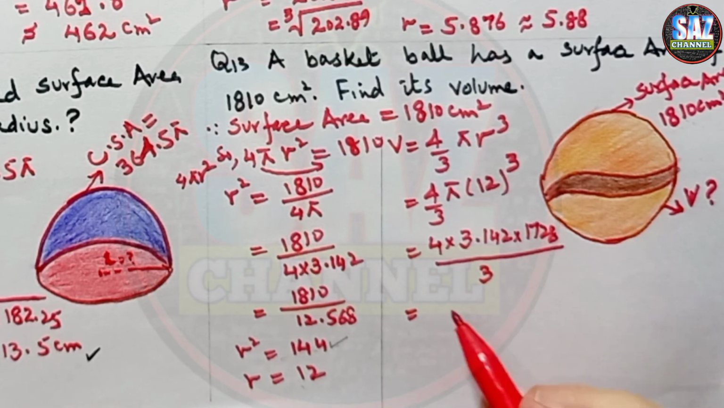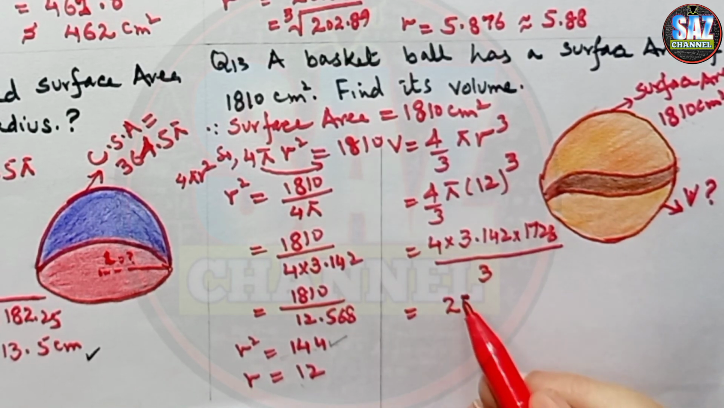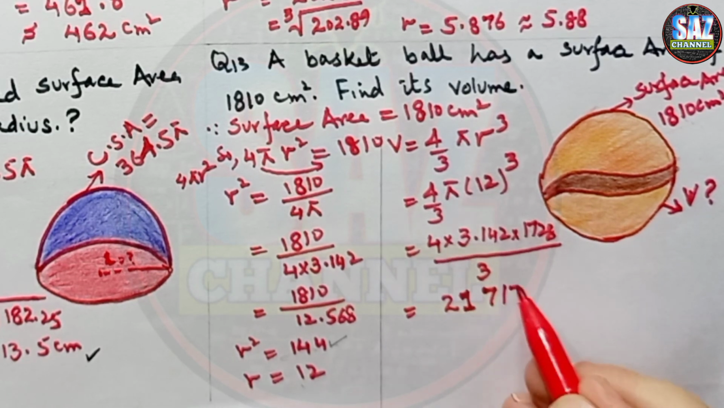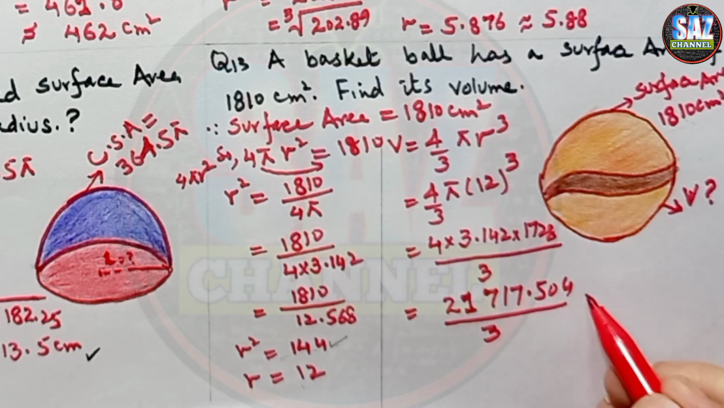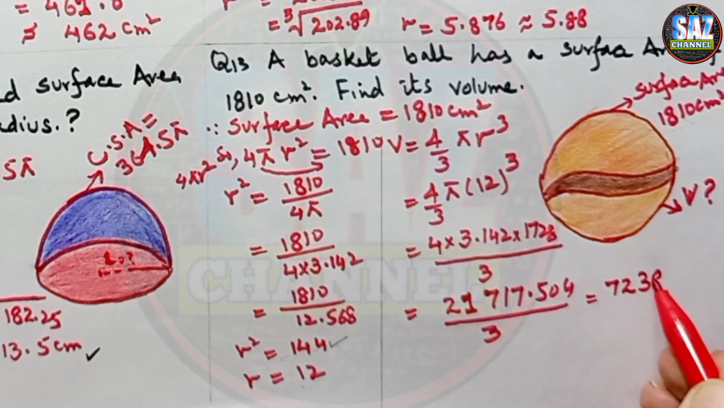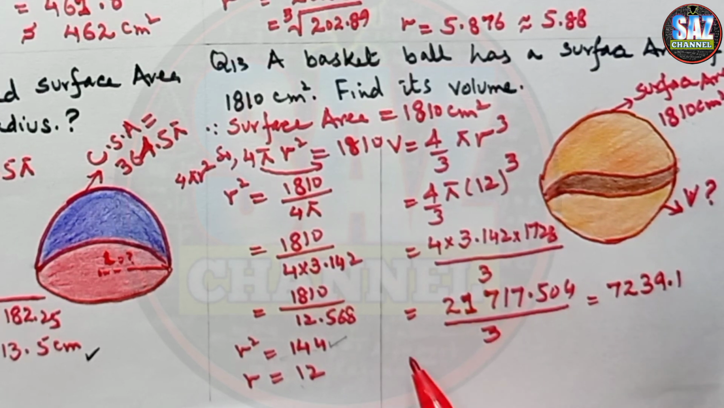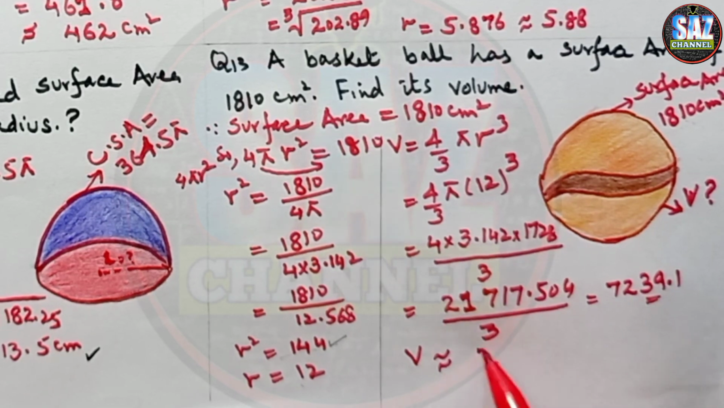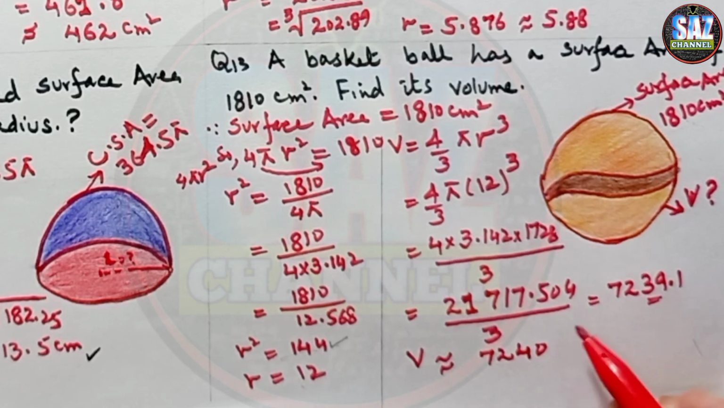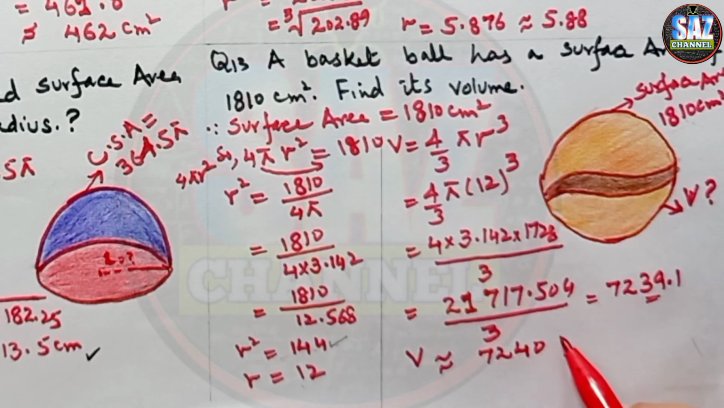This gives me 21717.504, divided by 3. This gives me 7239.1, and as we have to give our answer to 3 significant figures, 39 will become 40. So this is 7240 centimeter square. Sorry, this is volume, so centimeter cube.